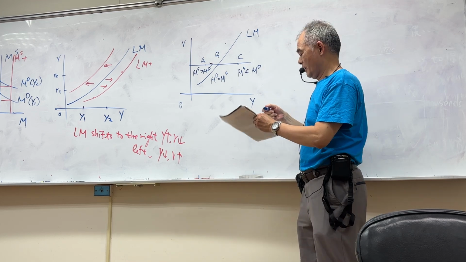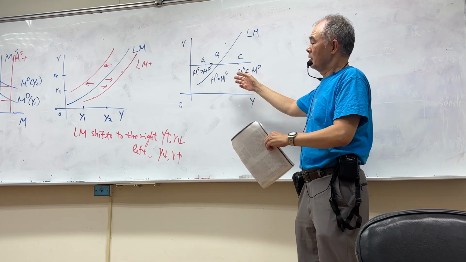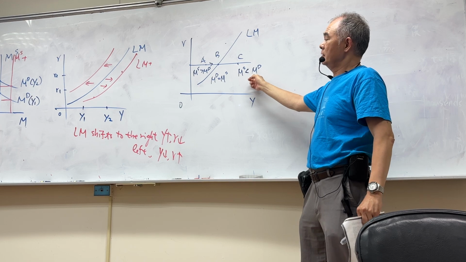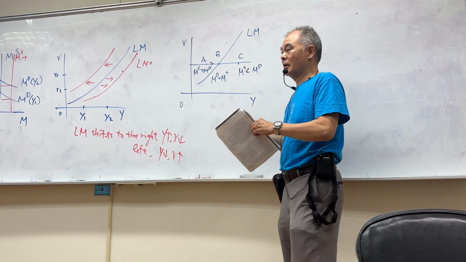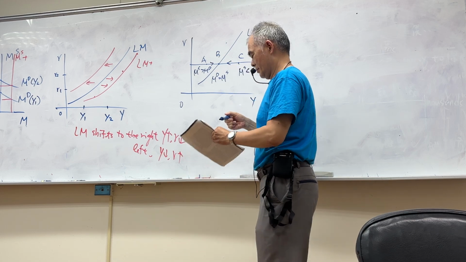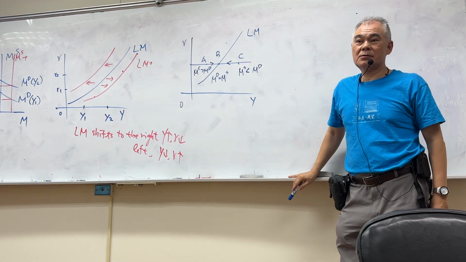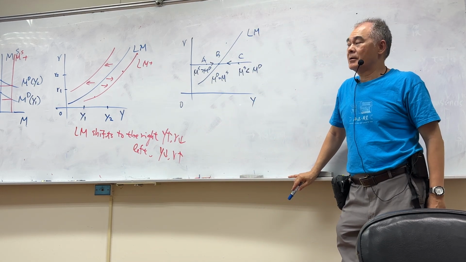And what about here? Because money demand is larger than money supply, the output is going to go down. Questions?